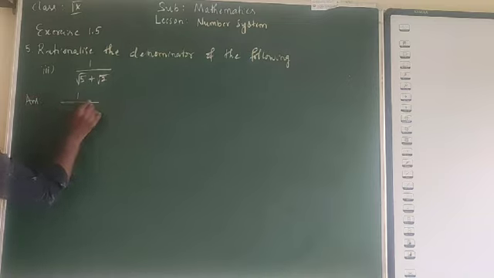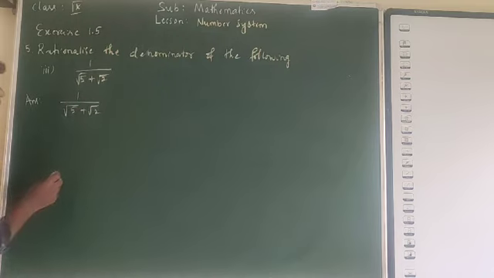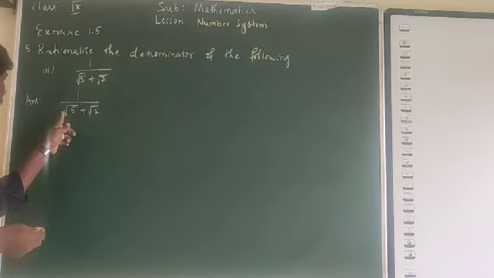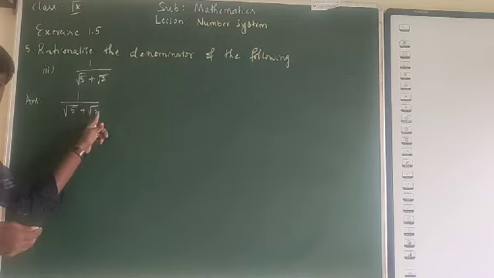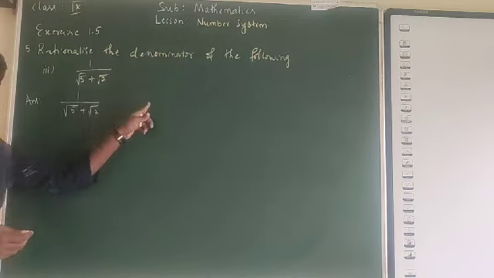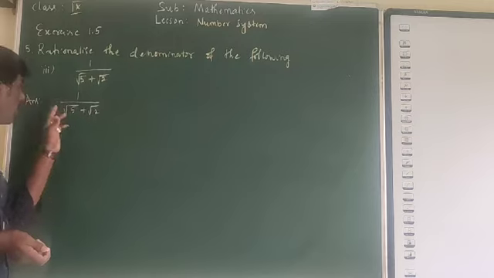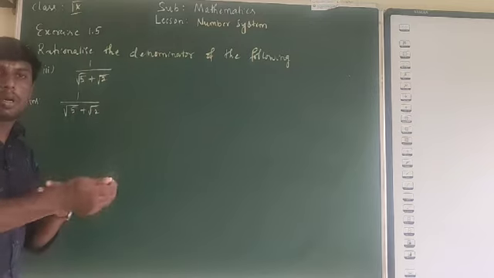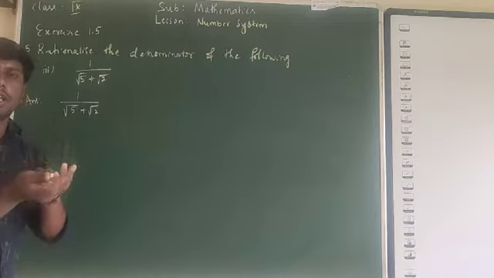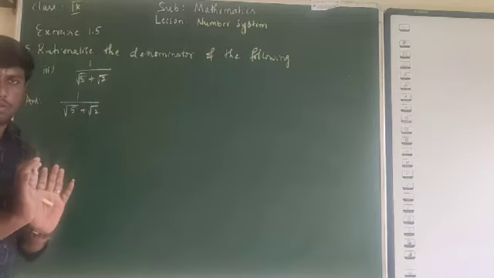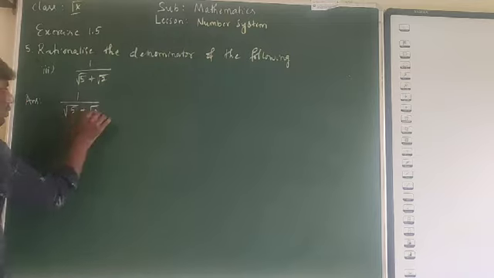In order to bring the denominator to a rational number, they have given root 5 plus root 2 in the denominator. So by which value do I need to multiply both numerator and denominator? Root 5 minus root 2. That's it. The same number with the opposite operation. If they have given positive, you should multiply with the negative. If they have given negative, you should multiply with the positive. So root 5 plus root 2 is given, and I should multiply both numerator and denominator by root 5 minus root 2.